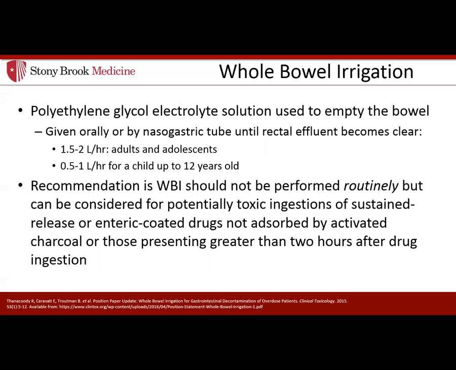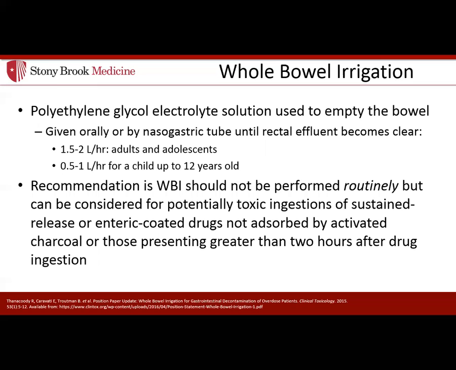However, the recommendation from the American Academy of Clinical Toxicology is that whole bowel irrigation should not be routinely used in the management of poisoned patients. There is no conclusive evidence that whole bowel irrigation improves outcomes in these patients. Administration of polyethylene glycol solution can cause vomiting and abdominal distension that can lead to, again, aspiration and pulmonary complications.